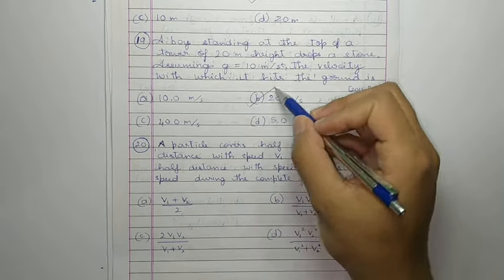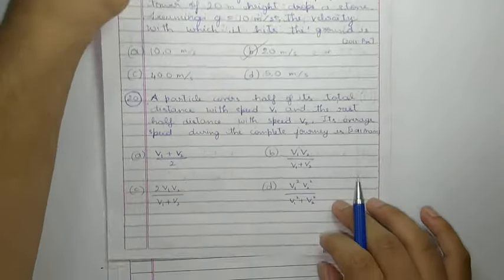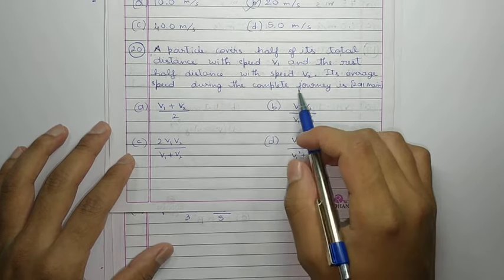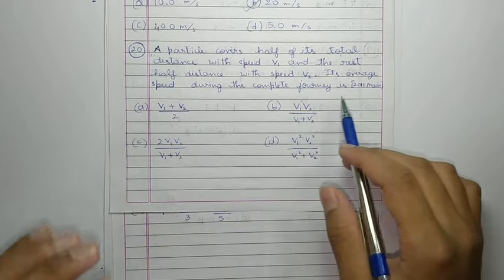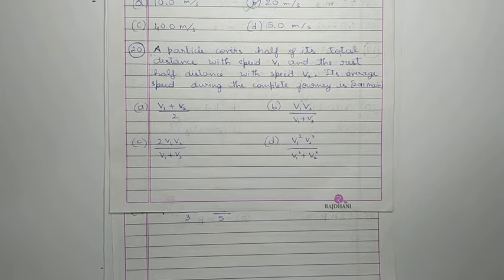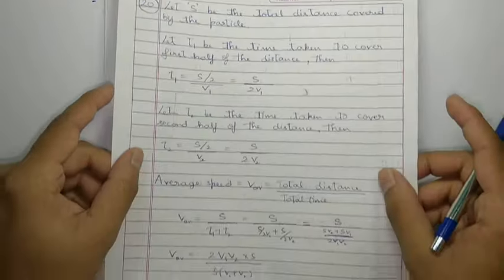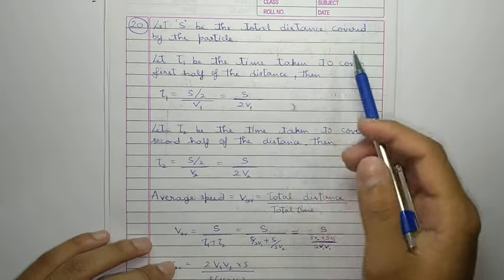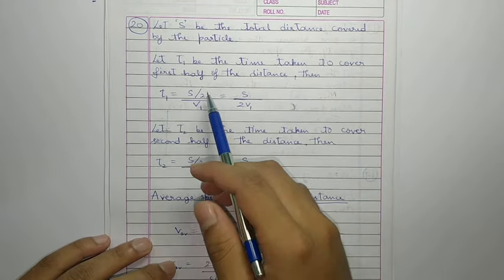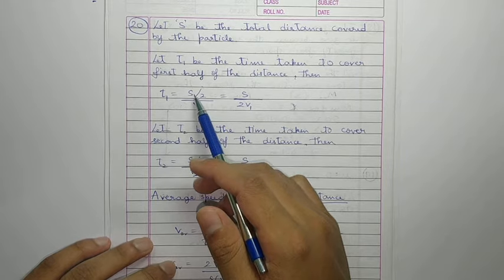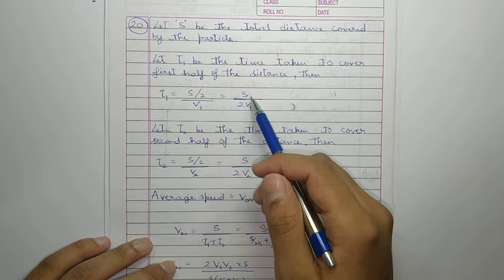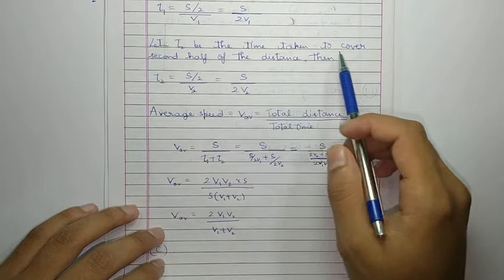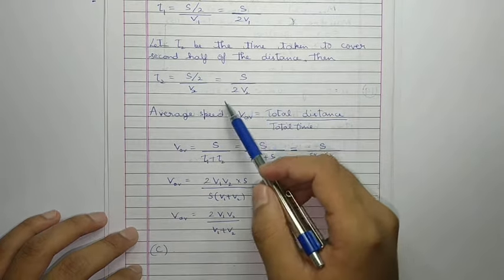19, option B. 20. A particle covers half of its total distance with speed v1 and the rest half distance with speed v2. Its average speed during the complete journey is. Let s be the total distance covered by the particle and t1 be the time taken to cover the first half of the distance. Then t1 equals distance, which is s by 2, divided by v1, so t1 is s by 2v1. Similarly, t2 is the time taken to cover the second half of the distance. Then t2 equals s by 2v2.